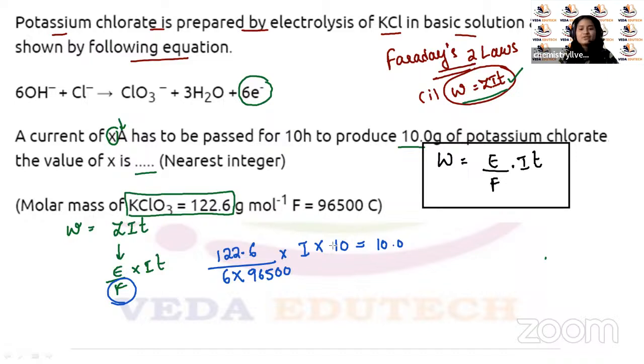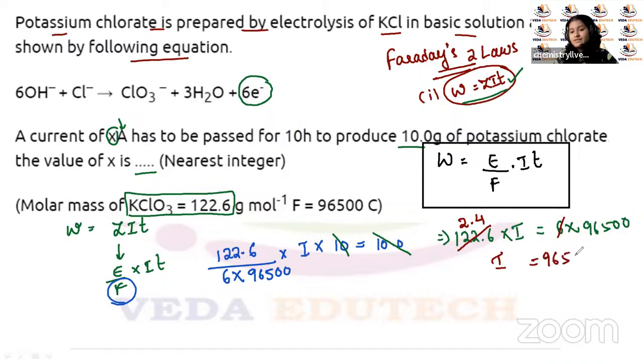Then if we solve this, this is going to be 10 and 10 getting cancelled out. Then this is 122.6 into I equals 6 into 96500. You can take some approximations as well. If I take this, 6 twos are 12 and this will be 0.6, 4 sixes are 24, so this will be something about 965,000, one more 0, by 24. Yeah, this is going to be that much.